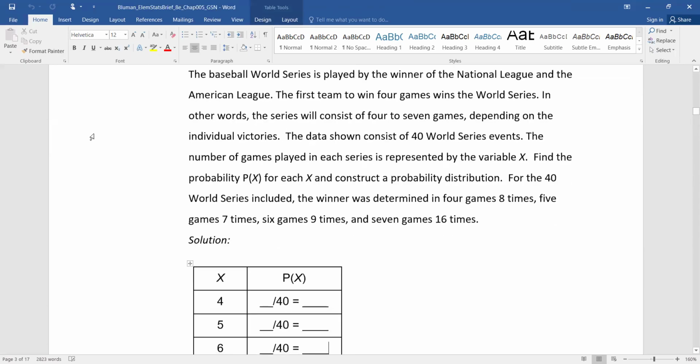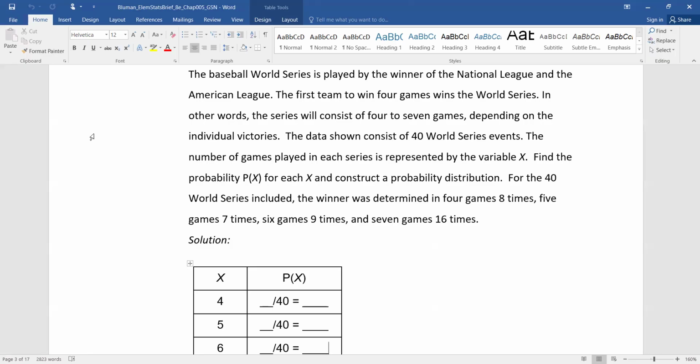The Baseball World Series is played by the winner of the National League and the American League. The first team to win 4 games wins the World Series. In other words, the series will consist of 4 to 7 games, depending on individual victories. The data shown consists of 40 World Series events. The number of games played in each series is represented by variable X, so either 4, 5, 6, or 7.